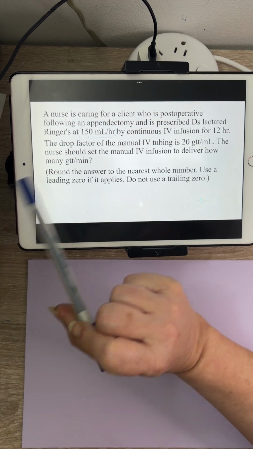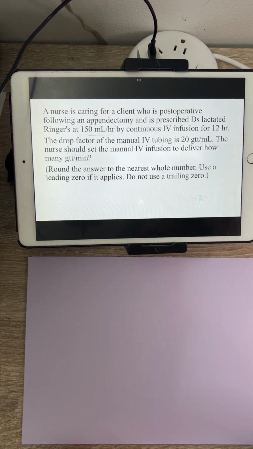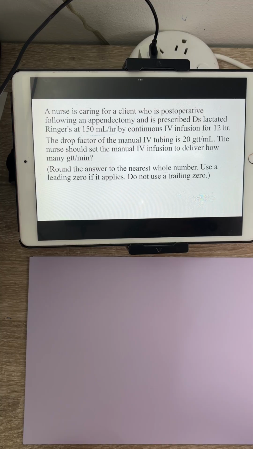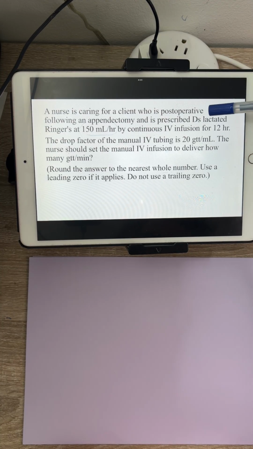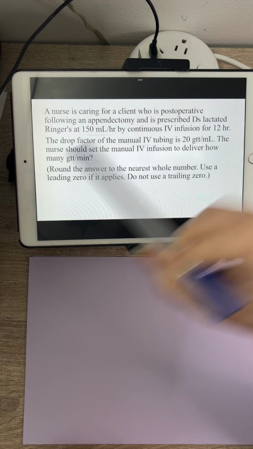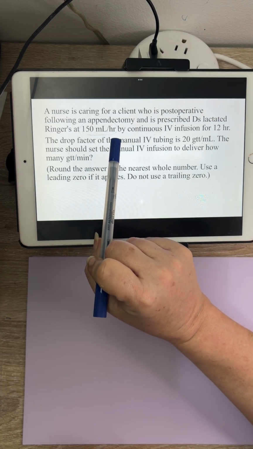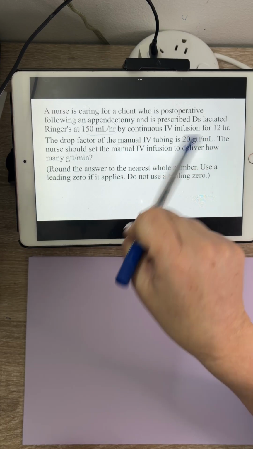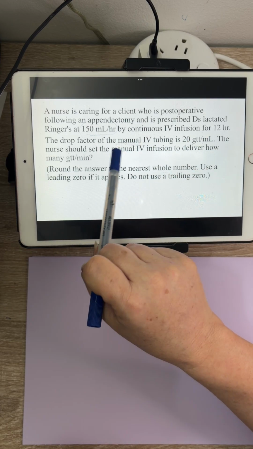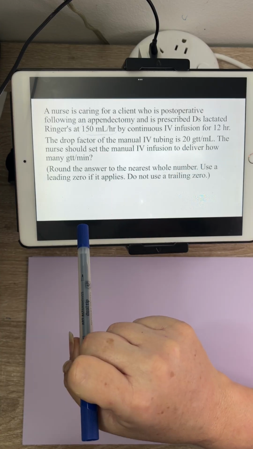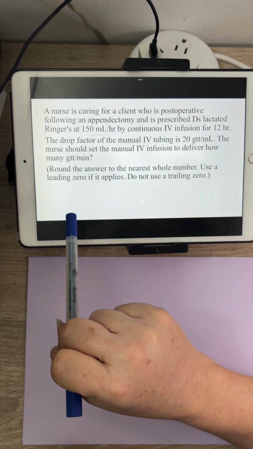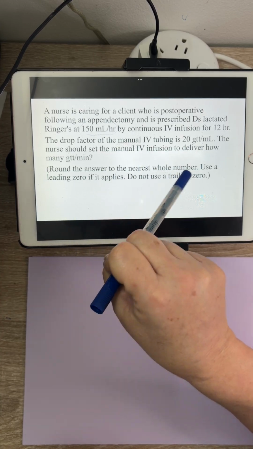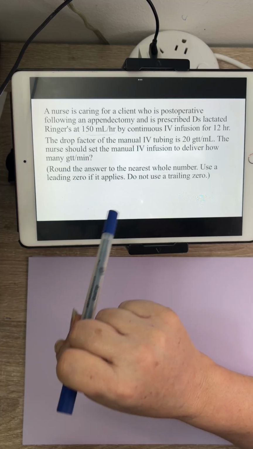This next one. A nurse is caring for a client who is post-op following appendectomy and is prescribed lactated Ringer's at 150 milliliters an hour by continuous infusion for 12 hours. And the drop factor of the tubing is 20 drops. What are you going to set it at? Then you round to the nearest whole number.